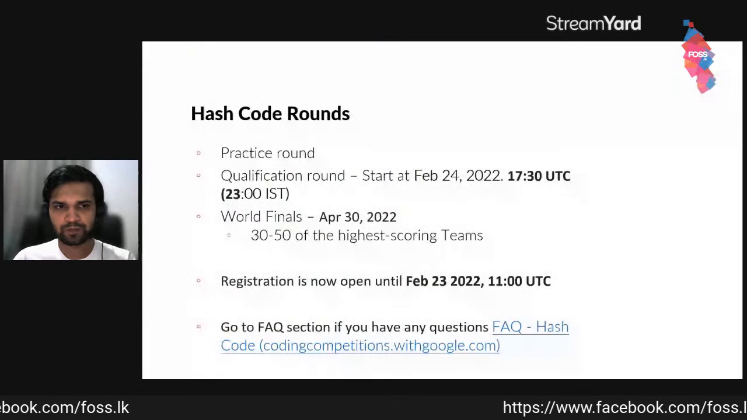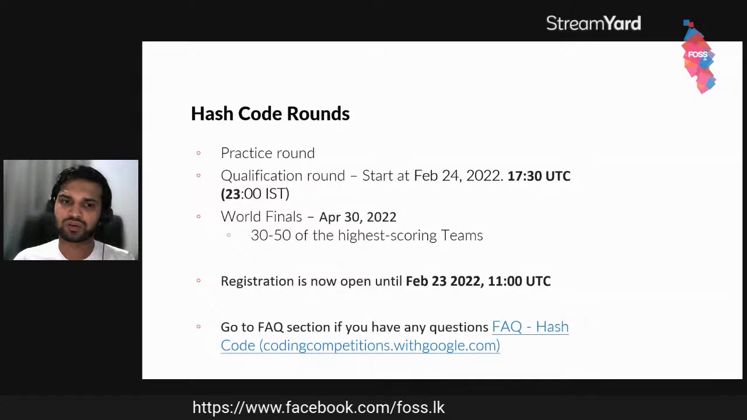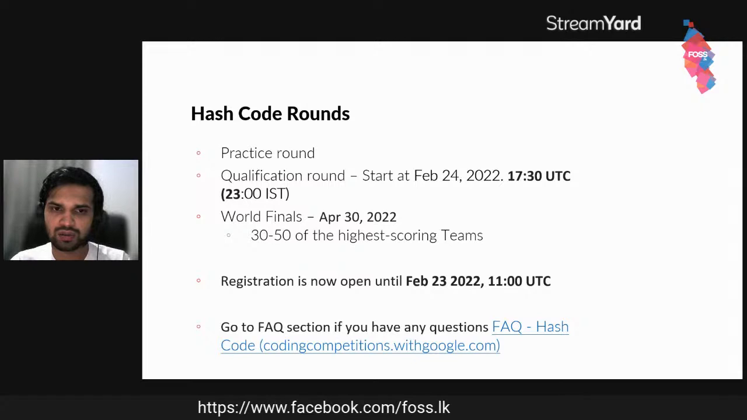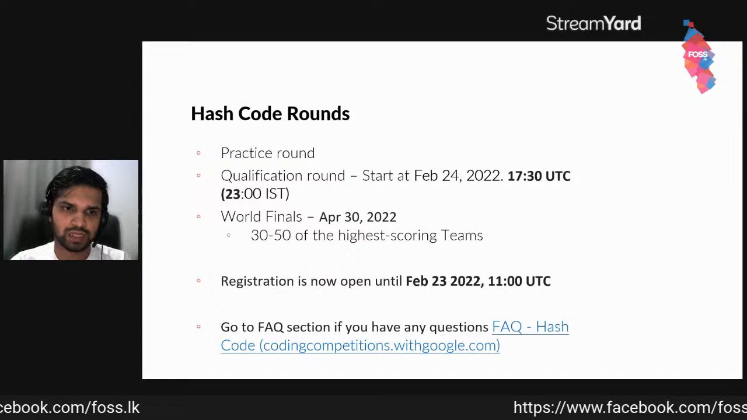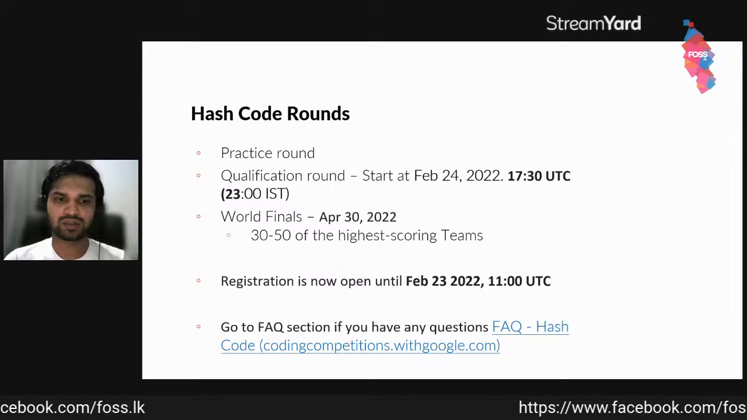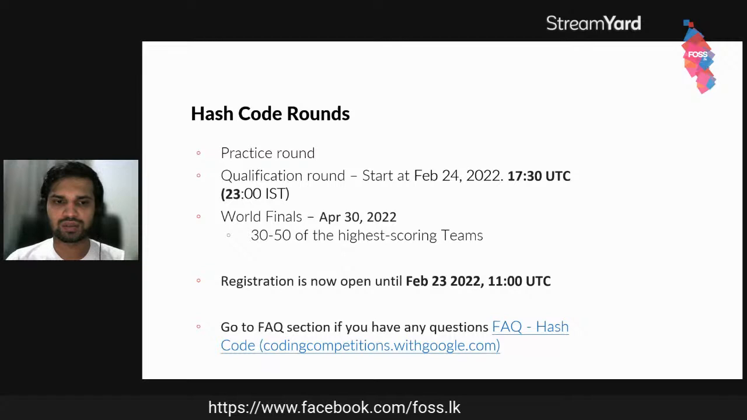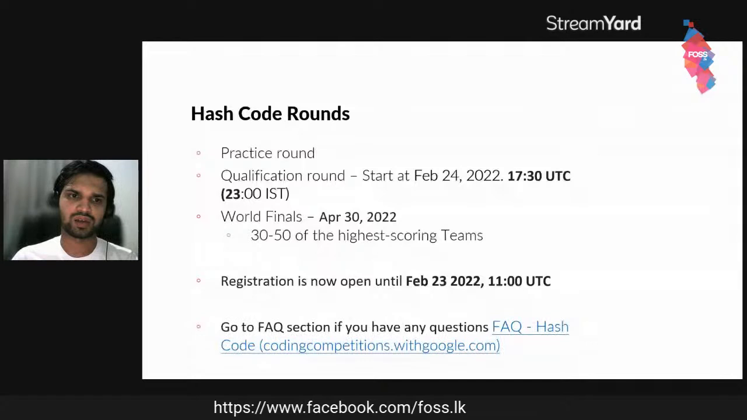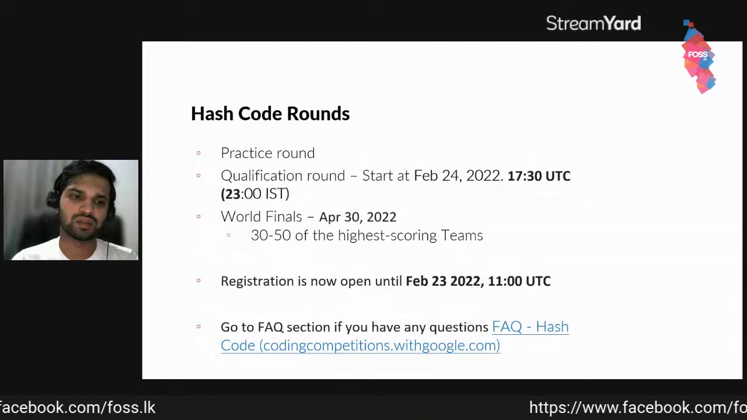There's a practice round going on right now, so you can go to Google Code 2022 and check it out. But the qualification round starts on February 24th at 11 p.m. Sri Lankan time, and you have 4 hours to complete the task and submit it. The world finals start on April 30th, and the top 30 to 50 highest scoring teams will be selected. You have to actually go to Google, I think it's in California, I don't know exactly where, and participate in person.